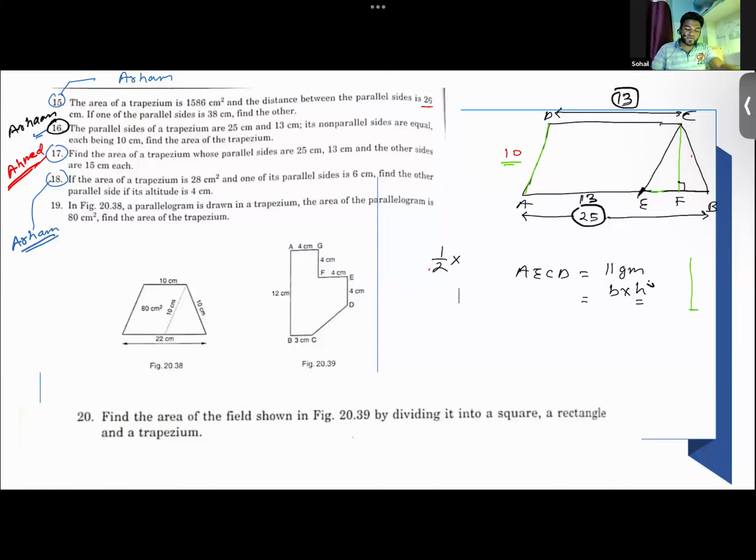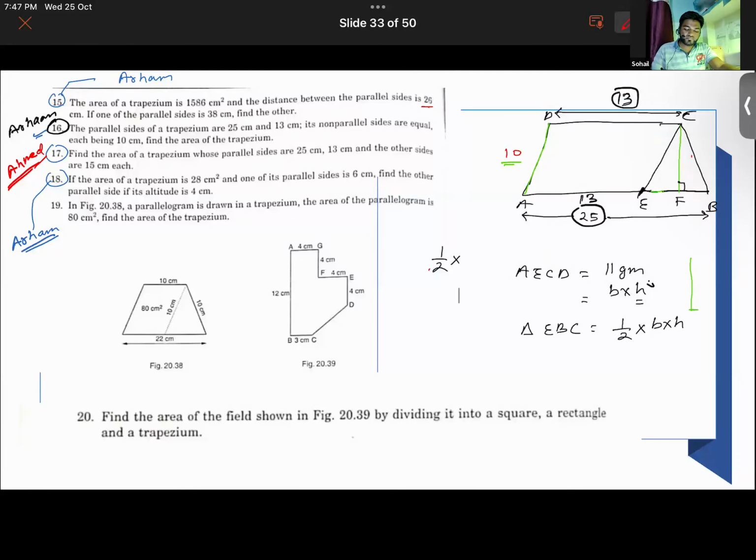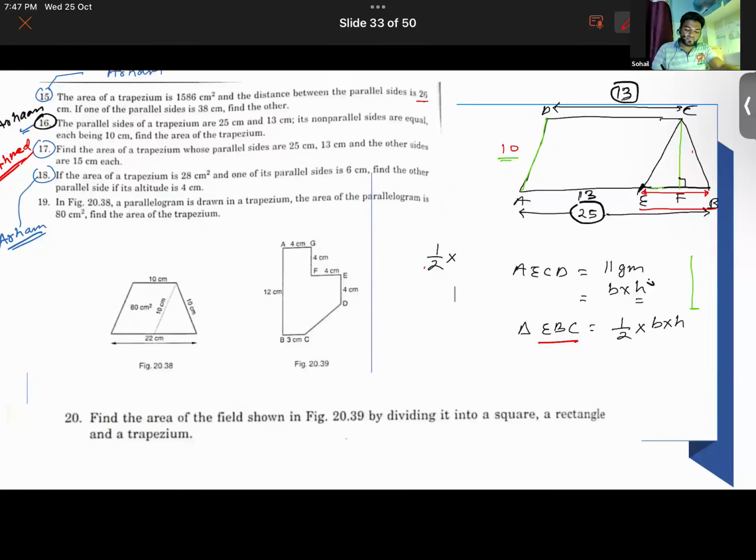Exactly. There's actually no need to use the Pythagoras theorem over here. For the triangle EBC, finding its area is also easy: half into base into height. So what is the base of this triangle, guys? Sir, it will be 6, right? The base of triangle EBC is EB. If AB measures 25 centimeter, and by construction we have taken 13 out of it, then this one measures 12 centimeter. Yeah, Arhan, so that is 12 over here.